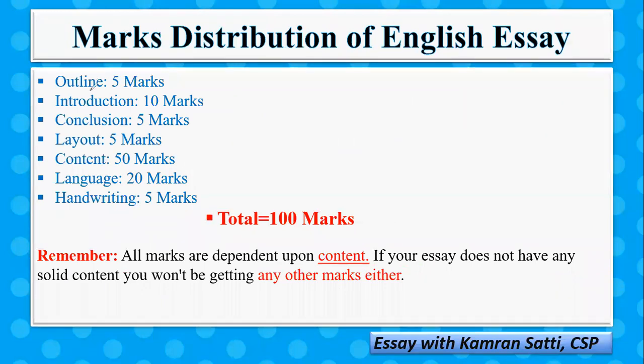Now these are just the criteria which ex-FPSC examiners have laid out, that this is how the marks are distributed in the English essay. As you can see, content has 50 marks, language 20, so you shouldn't be making grammatical mistakes, your sentence structure should be good, and you shouldn't be committing spelling mistakes. Then handwriting, layout of the essay, conclusion 5, introduction 10 marks, outline 5 marks.